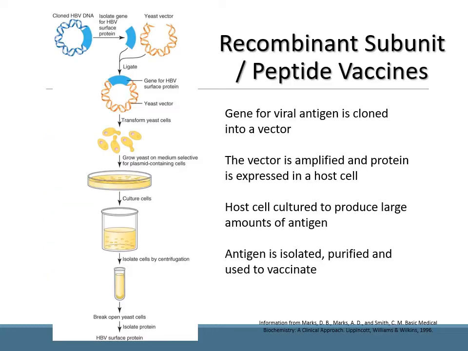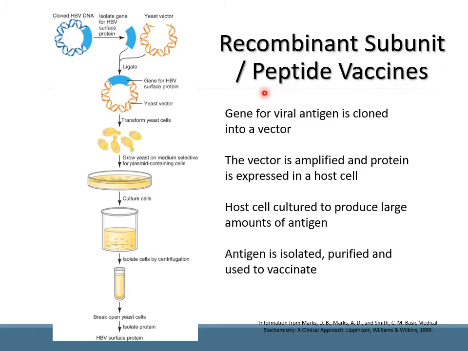Okay. So recombinant subunit vaccines, and these can also be referred to as peptide vaccines. These are using a peptide, a protein from the virus in order to immunize. They're not using whole viruses. These peptides can be made using recombinant DNA techniques. So that's why they're called recombinant. That's why they're subunit, because it's a part of the virus, not the whole thing.